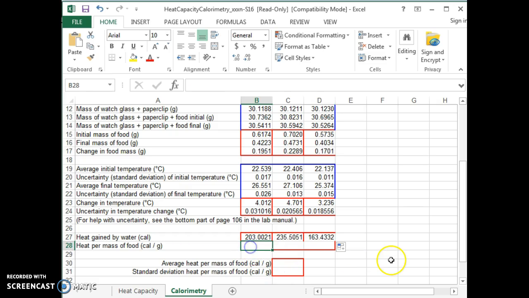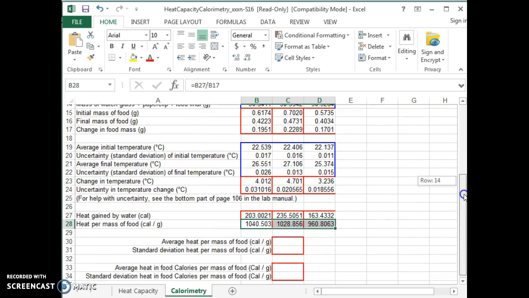And then heat per mass of food. So think about the marshmallow. We had a mass at the beginning, we had a mass at the end. This is how much actually burned. And so this row is asking us, okay, so here's how many calories that we got, that the water absorbed, how much of that was from the marshmallow. And so really you're just going to take the heat that you just found, so B27, divided by the change in the food mass, which is B17. Hit enter. Bring it on over. We'll talk about sig figs for these boxes in a minute when we're all done.